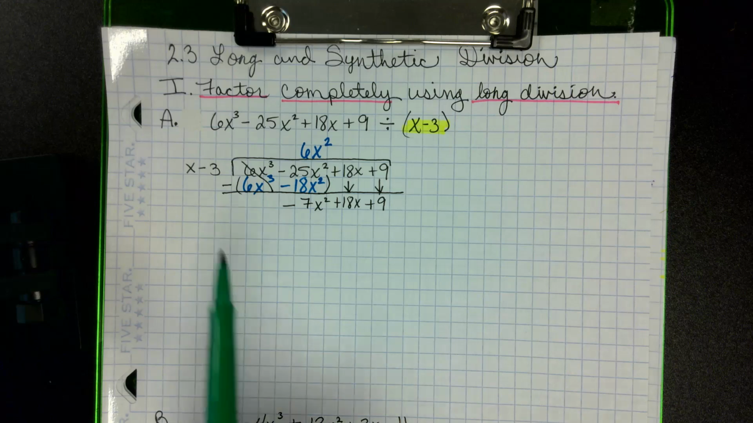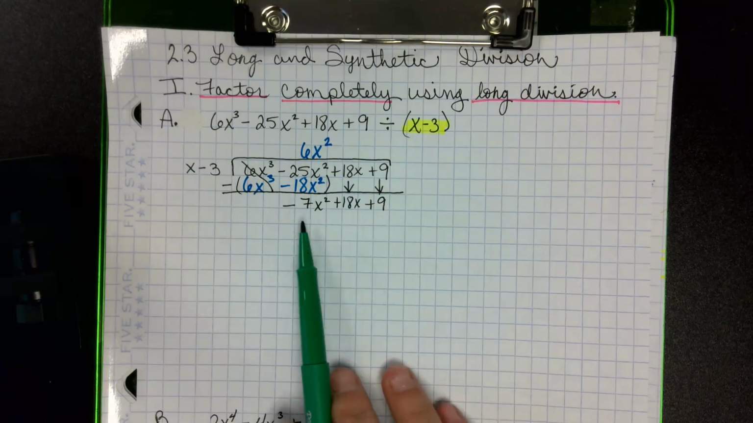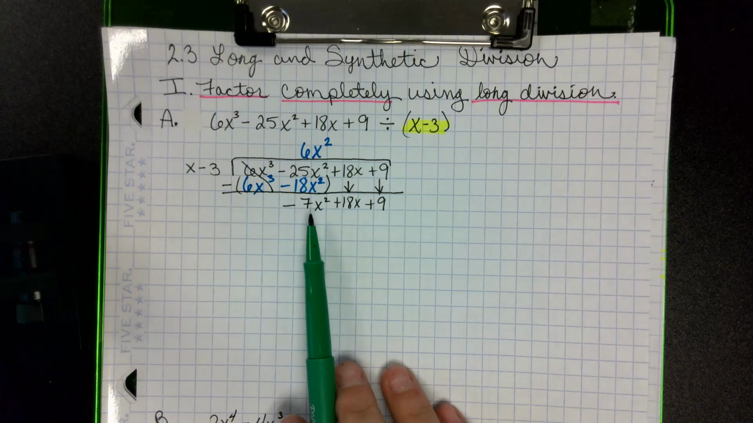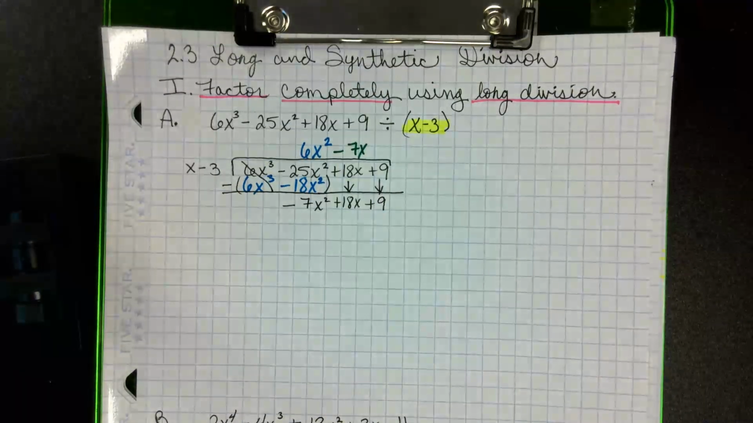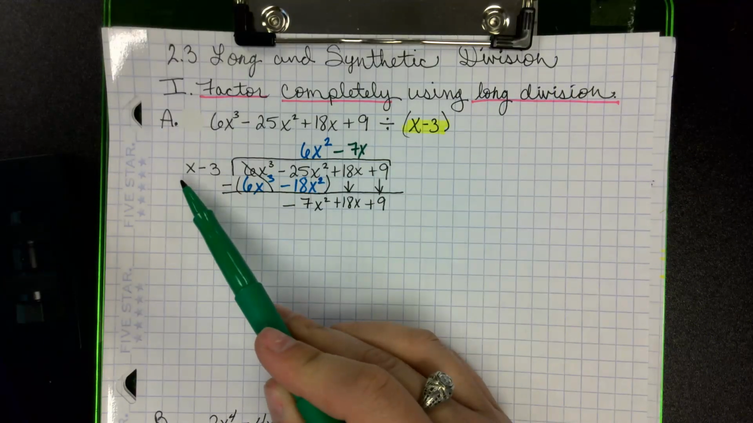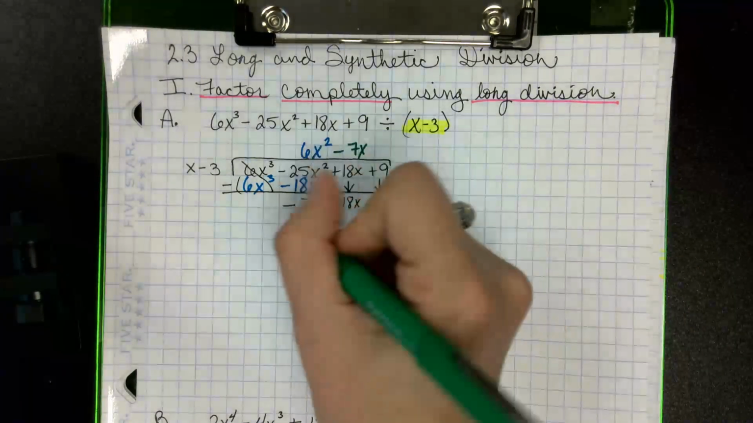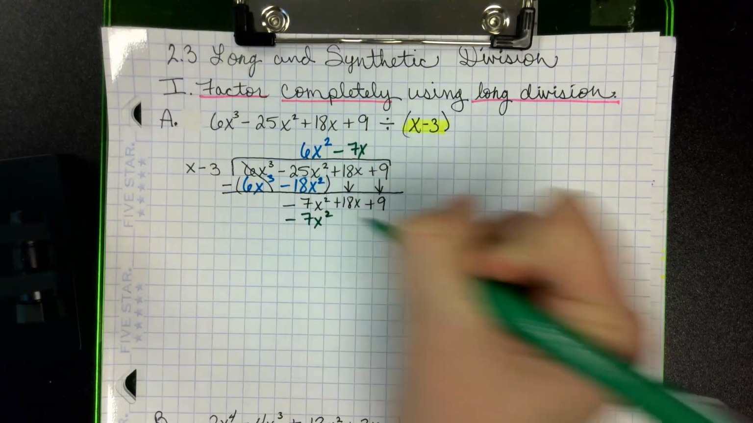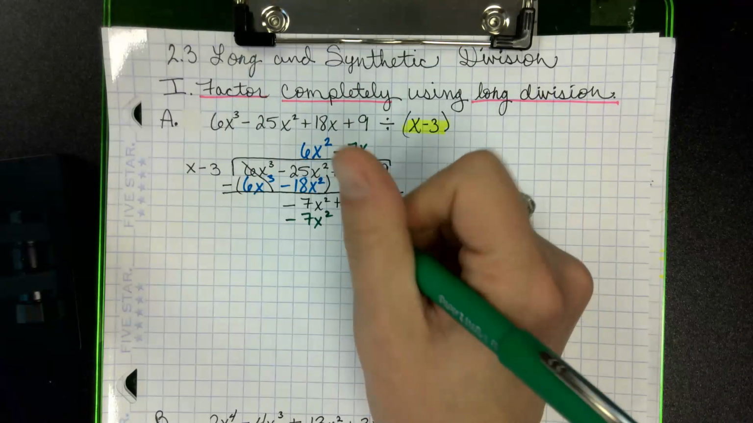Come back out here to the left side, the x. X times what is going to be negative 7x squared. Well, I need a negative 7, and I need one more x, one more power of x. So negative 7x. Put it on the top. Negative 7x multiplied by everything in the divisor. Negative 7x times x is negative 7x squared. Negative 7x times negative 3 is positive 21x.